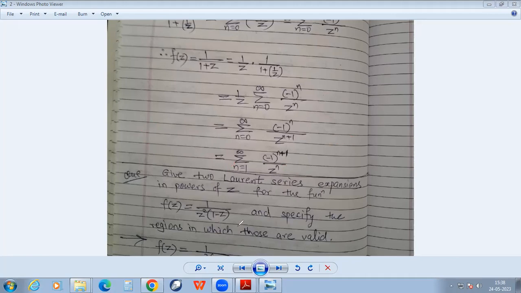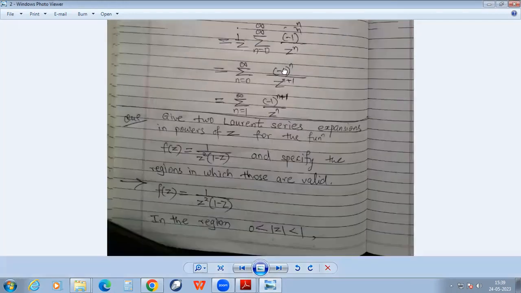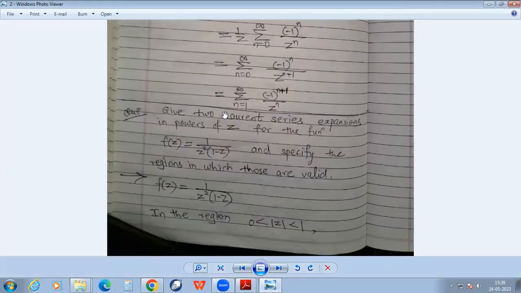Now, I would like to move ahead with this question, which is quite important for us, because this was asked in the exam in our previous question papers. What is the question? Let us see. Give two Laurent series expansions in powers of z for the function. And what is the function? 1 upon z square times 1 minus z.